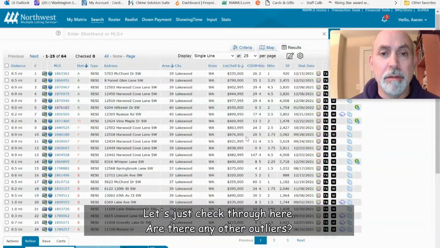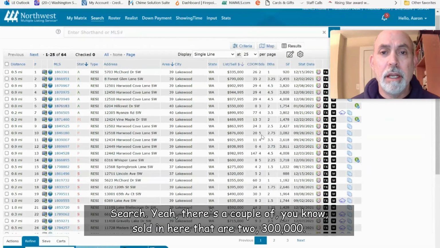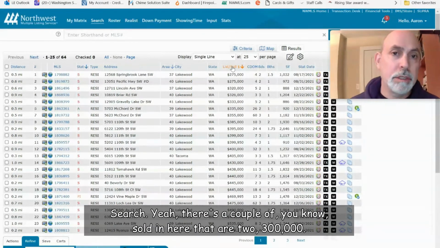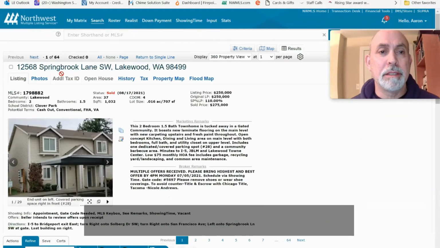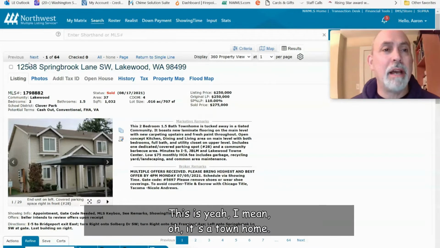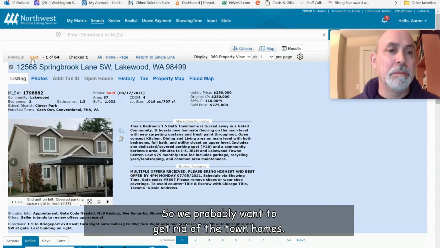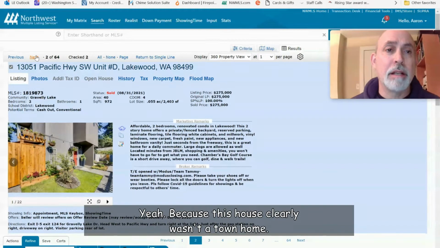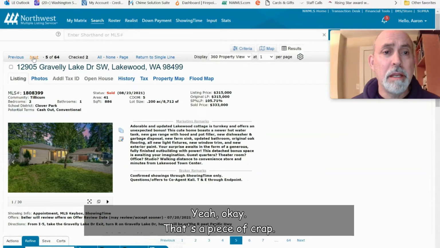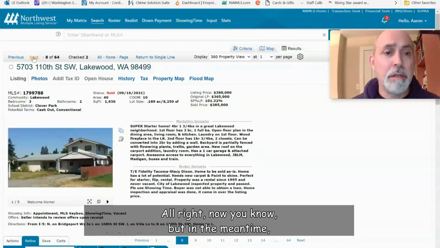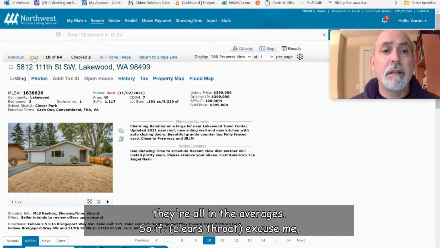Let's just check through here. Are there any other outliers? Yeah, there's a couple of solds in here that are 300,000. Okay, but that's within a mile, so those are probably valid. Let's just take a look at some of these. This is a townhome, so we probably want to get rid of the townhomes, because this house clearly wasn't a townhome. This one is just a small house. Yeah, okay. All right, but in the meantime, they're all in the averages.